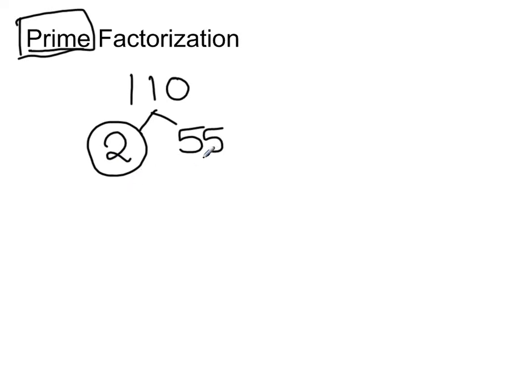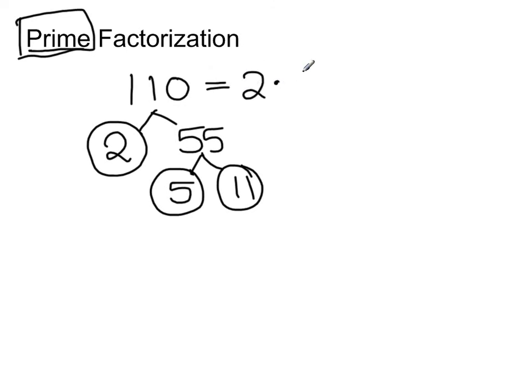Now 55, I can actually think of further breakdown of it. 5 times 11 will get us 55. 5 is a prime number because all it has is 1 and itself. 11 is a prime number because all he has is 1 and himself. So a unique factorization is 2 times 5 times 11. And multiply those numbers together, and sure enough, you'll get 110.